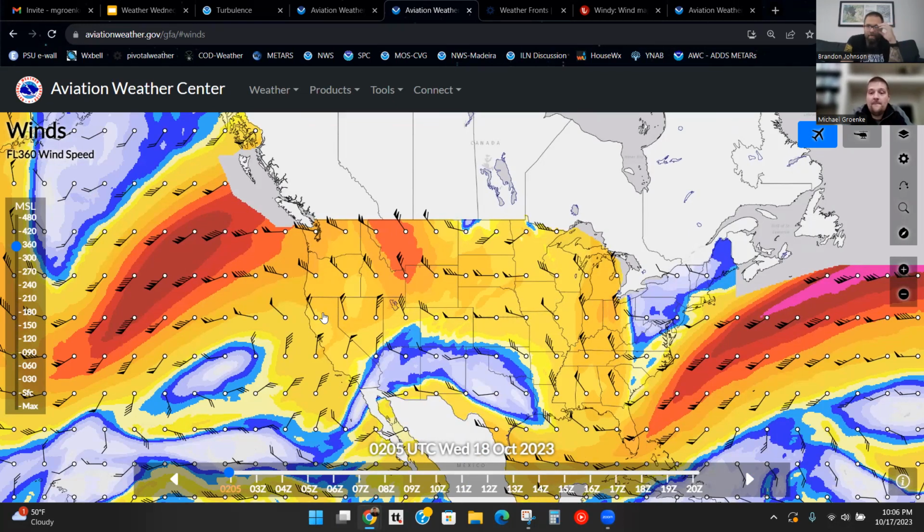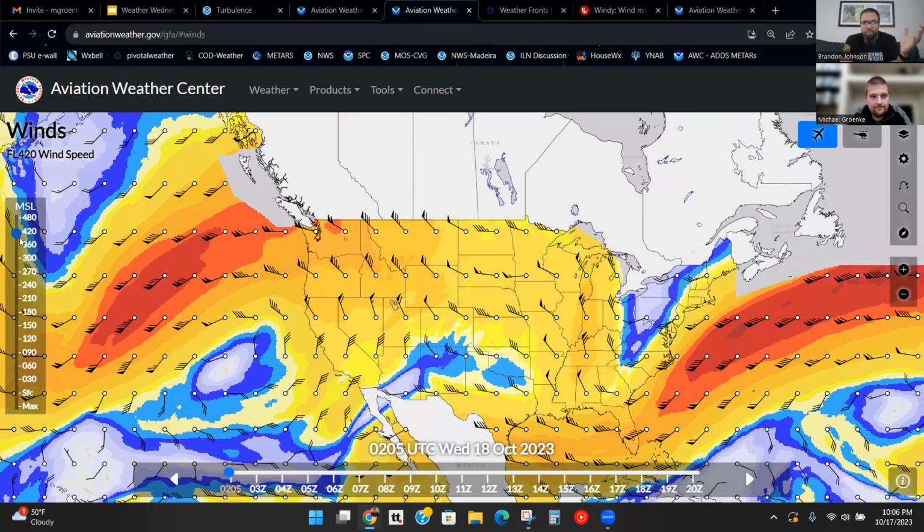So the left side here, again, they did just change this website, so this is the first time I'm seeing it too. Here on the left side, that is going to be your flight level. This chart will go through the different flight levels and tell you what your different wind speeds are at those different flight levels.